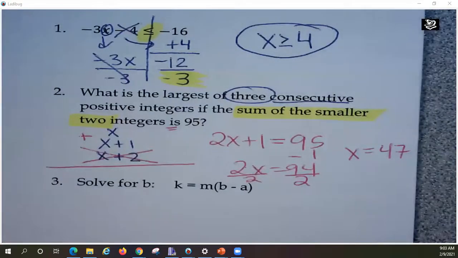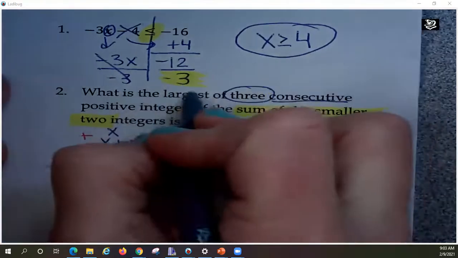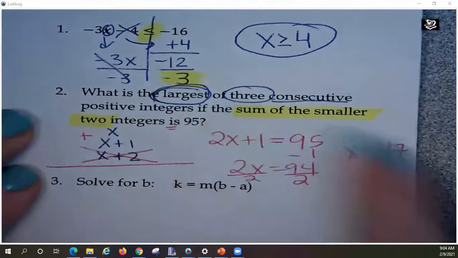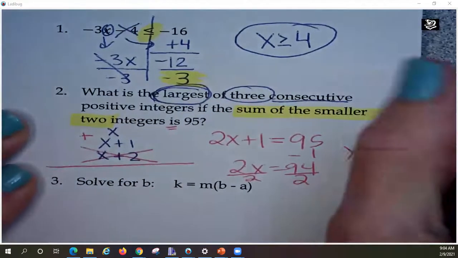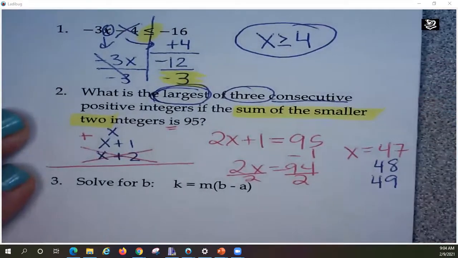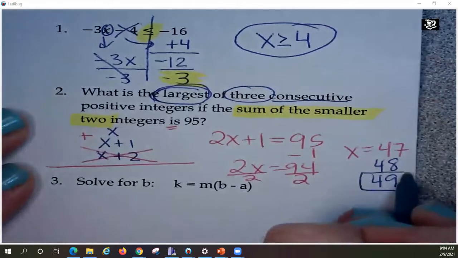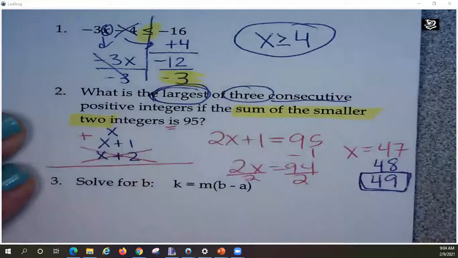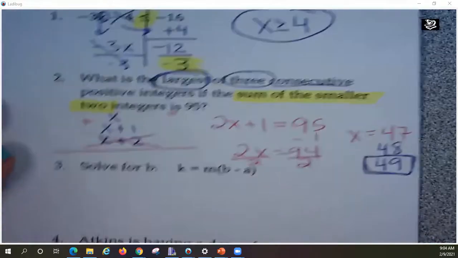No. What does it say to find? The largest. Very good. The largest of 3. What comes after 47, guys? 48 and then 49. But what's your final answer? 49. The largest of 3. Okay? Your final answer is 49.